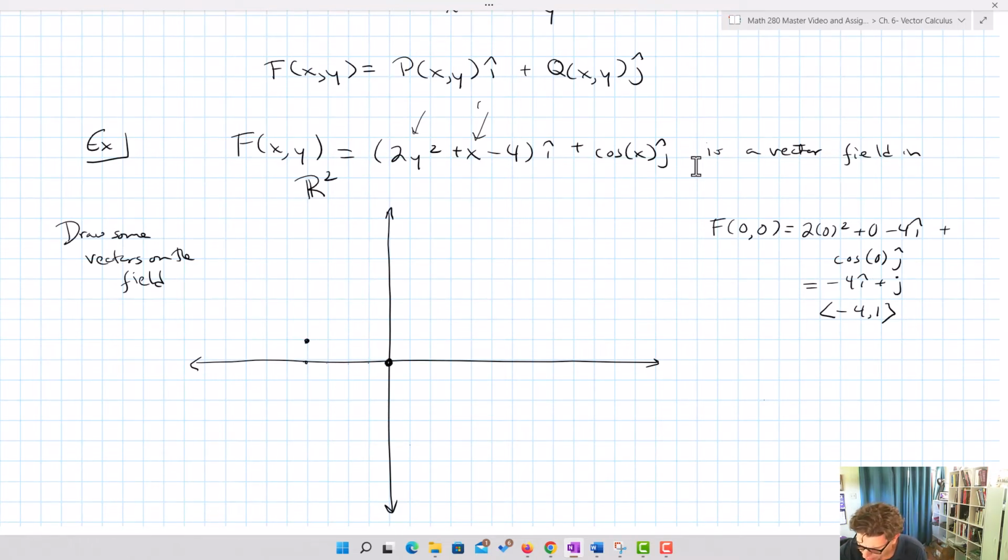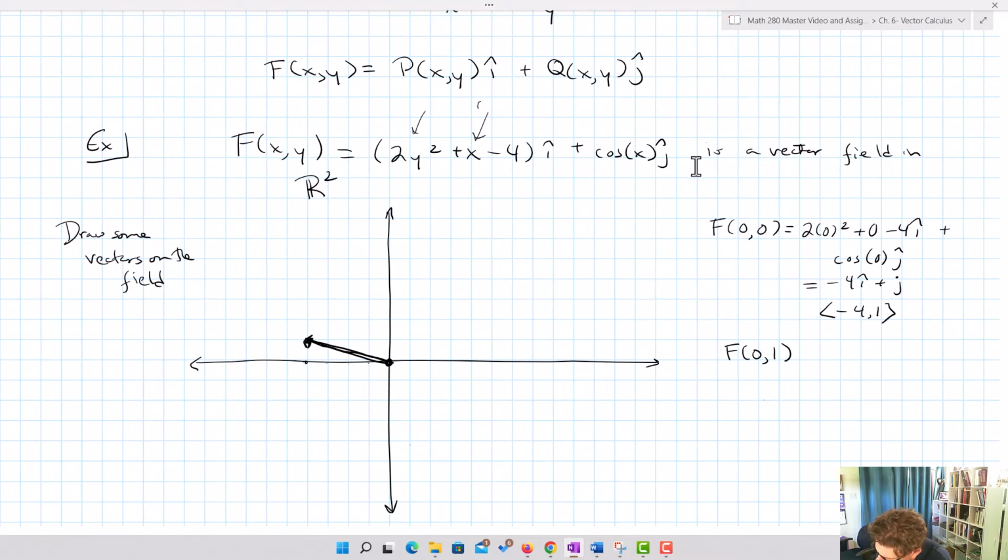So when I draw that out, at the point 0, 0, my direction vector is going to look like that. It's got its own magnitude. We can calculate the magnitude of that vector. We can also calculate its direction, well, its direction is right there. It's negative 4, 1.